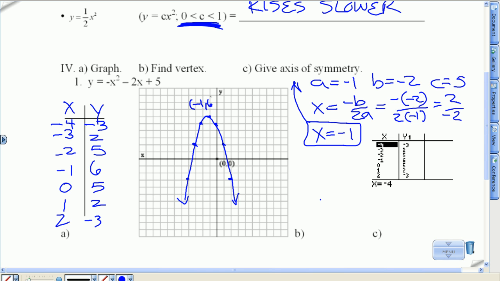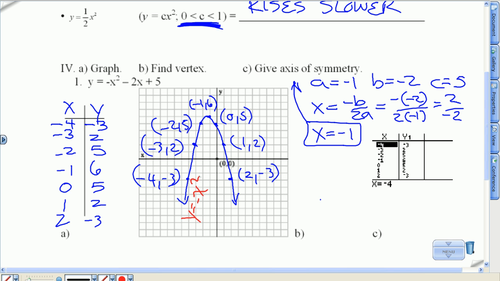(-1, 6), (0, 5), (1, 2), (2, -3), (-4, -3), (-3, 2), and (-2, 5). And last but not least, we put the equation on here. y equals negative x squared minus 2x plus 5.